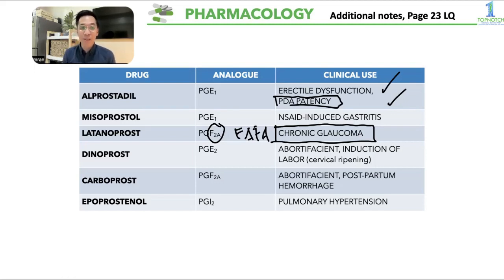So, next, we also have your Carboprost. Your Carboprost, no? It's also used for postpartum hemorrhage, no? It's similar to your Latanoprost, no?